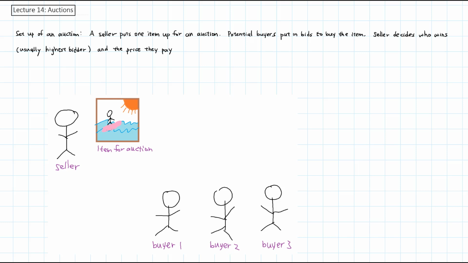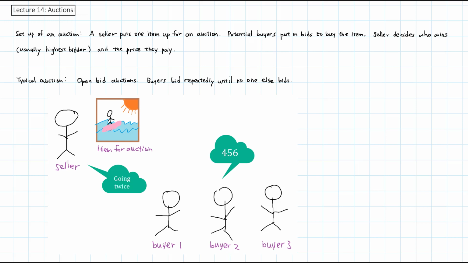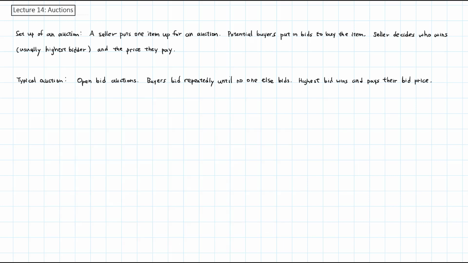There are many ways that auctions can be done, but when you think of a typical auction, they are usually open bid auctions. We think of potential buyers bid repeatedly until no one else bids. The seller will then sell the item to the last bidder who gave the highest bid, and they will pay their bid price. Now, this is a bit harder to model as a strategic game, since it involves a sequence of choices, while a strategic game involves only one choice for each player, and that choice is done simultaneously.